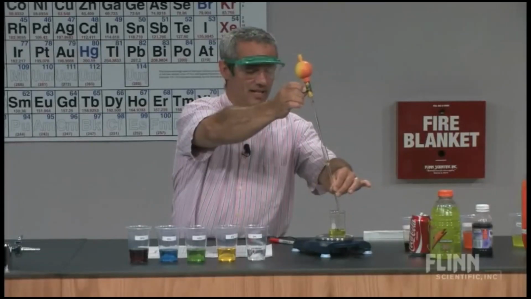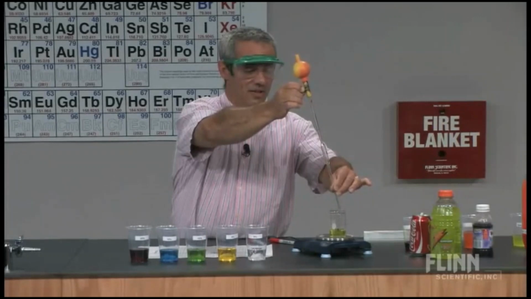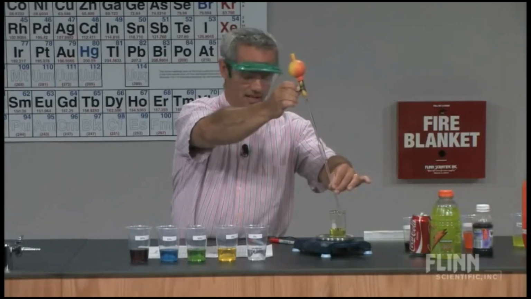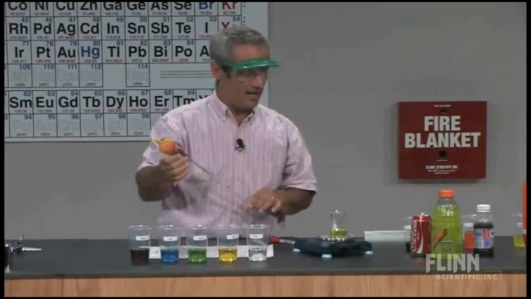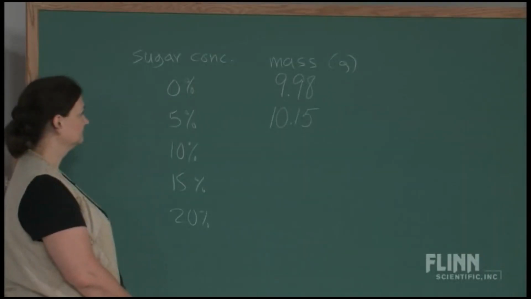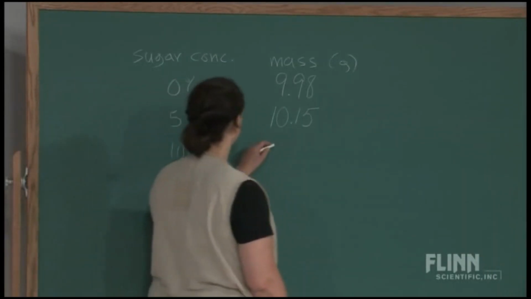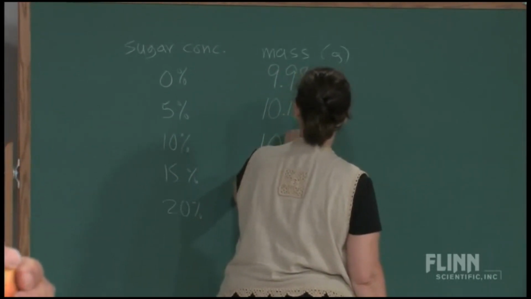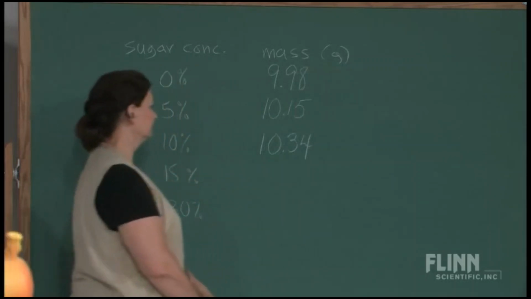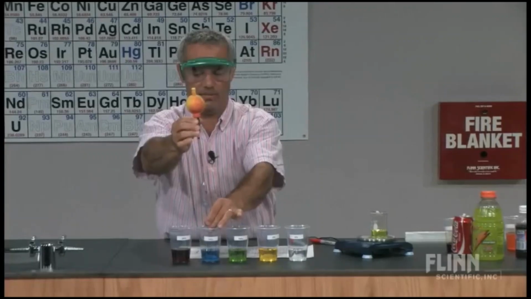draw a best fit line, and then use that to determine the sugar content of these various beverages. Okay? Here's our 10%. Get the last drop off there. You can make a prediction what that would be. It's 10.34. Okay? I need to get a little bit more air out of the bulb there. Just 2 more to do here, and then we're going to plot our curve.